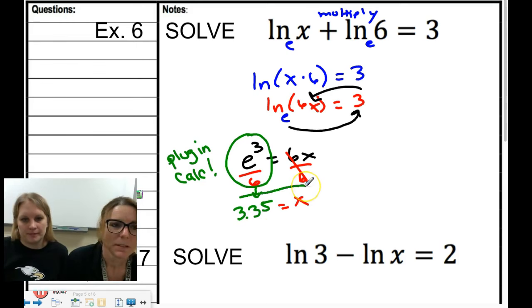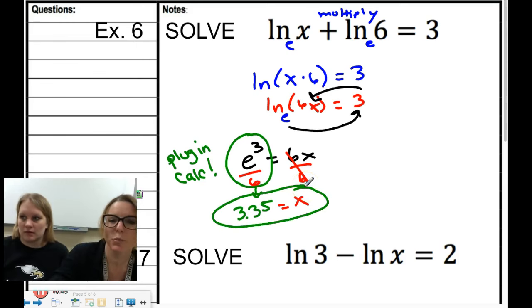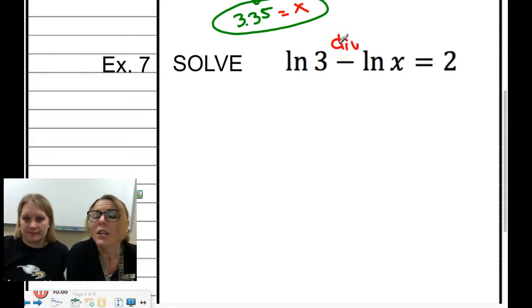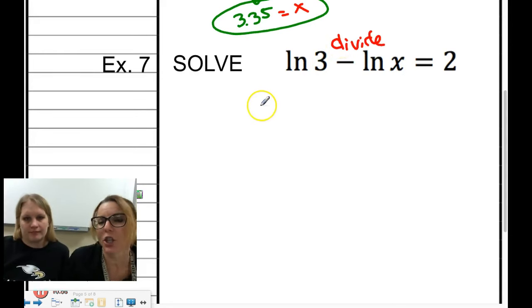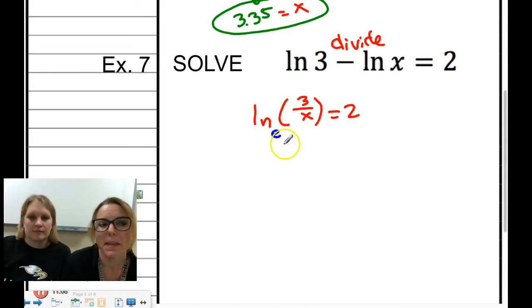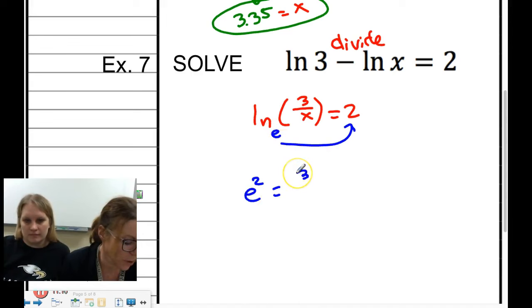Okay. And now we have a subtraction one. So if you're subtracting, we divide, right, because you can't solve until your logs and your natural logs are written as a single log. 3 over x is equal to 2. Change to exponential. e squared is equal to 3 over x. Solving for x.